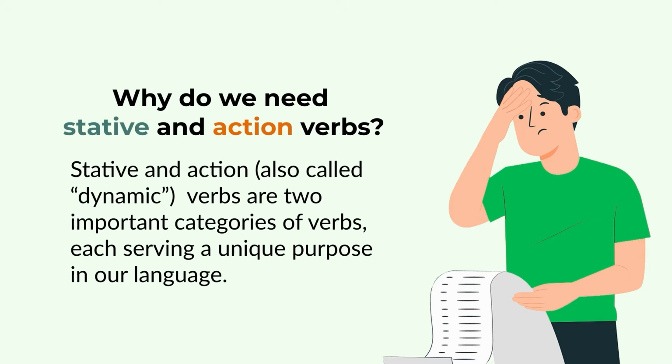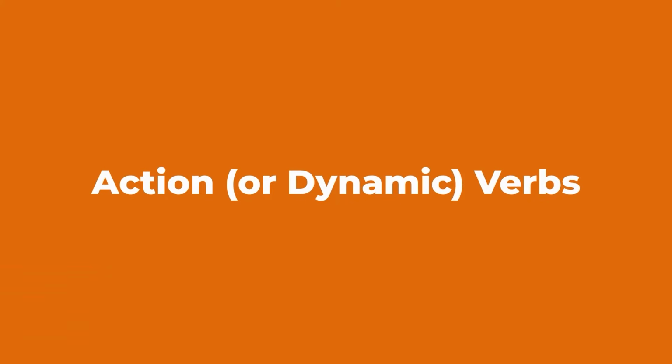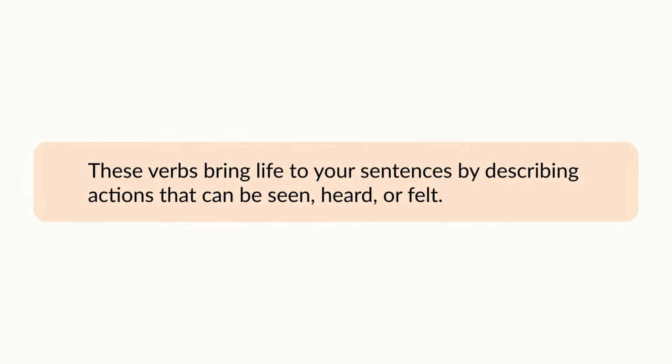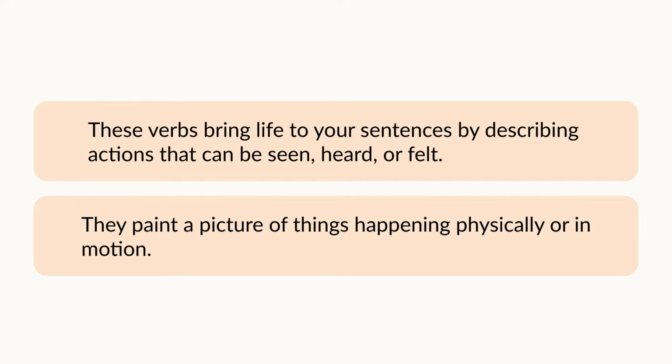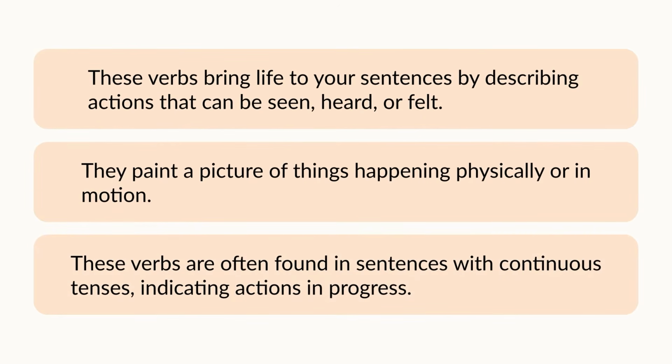Why do we need stative and action verbs? Stative and action, also called dynamic verbs, are two important categories of verbs, each serving a unique purpose in our language. Let's dive in and explore these categories to build a solid grammatical foundation. And we'll start with action or dynamic verbs. These verbs bring life to your sentences by describing actions that can be seen, heard, or felt. They paint a picture of things happening physically or in motion. You can use action verbs to talk about running, jumping, dancing, and many other exciting activities. These verbs are often found in sentences with continuous tenses, indicating actions in progress.